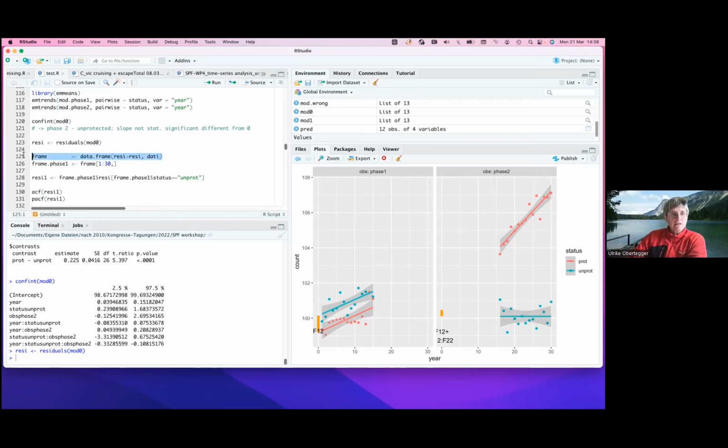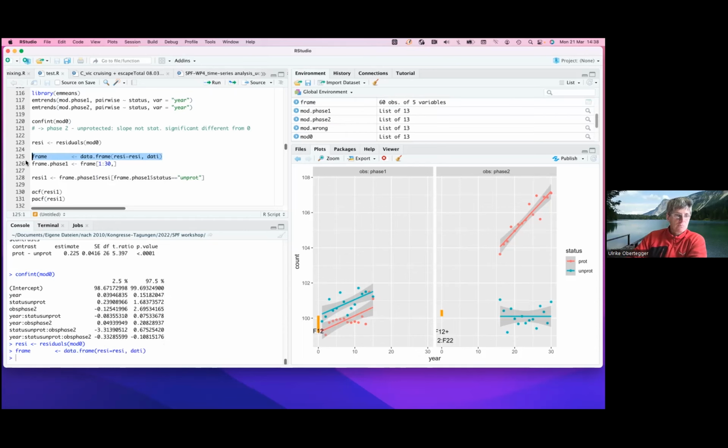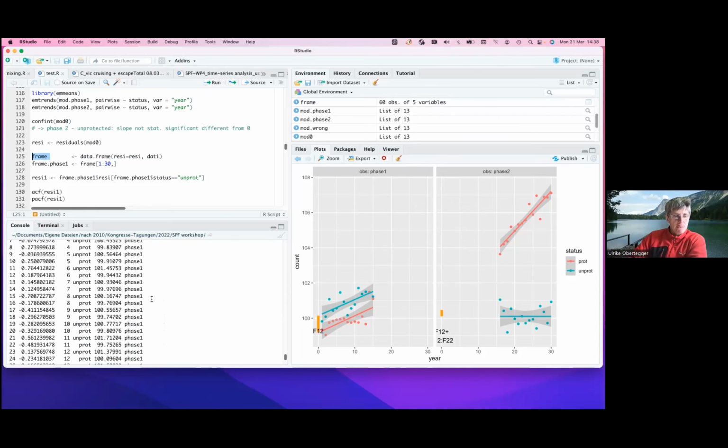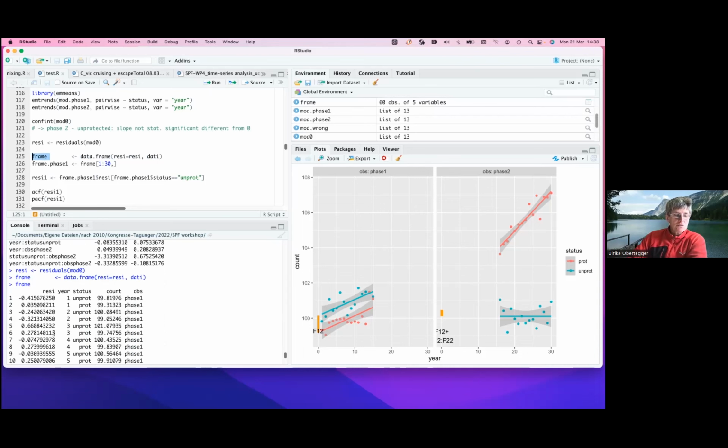So we create a new frame. And for your better understanding, what is this frame? This frame holds the residuals here. You have the year column, you have the status column, and you have the count column in OBS. And now you see that we have to take the right residuals for making our considerations about heterogeneity and temporal dependence. So I know that the first 30 observations are for phase 1.